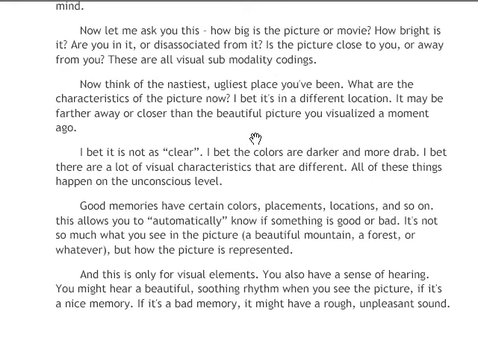Now think of the nastiest, ugly place you've been. What are the characteristics of the picture now? I bet it's in a different location. It may be farther away or closer than the beautiful picture you visualized a moment ago. I bet it is not as clear. I bet the colors are darker and more drab. I bet there are a lot of visual characteristics that are different.